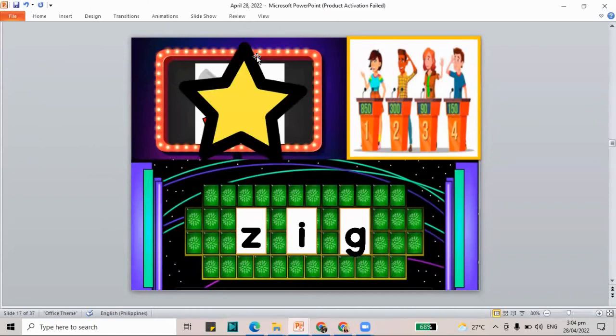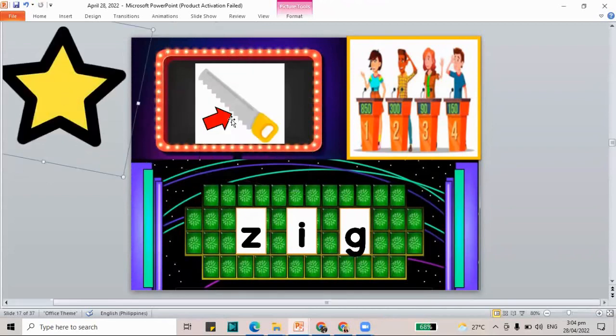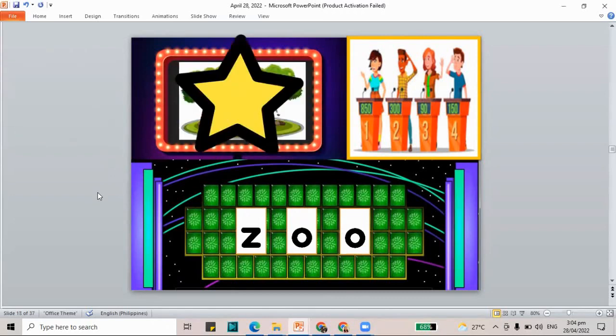Another one. Z-I-G. Can you try to read it? It's zig. And do you know what zig is? Zig is the teeth of your saw. It's not straight and it is sharp. Now you have to be careful when you see a saw because that's sharp. Only the builders and the adults know how to use the saw. And it has the zig. See, there's an arrow pointing at the zig, the teeth of your saw to help cut wood.